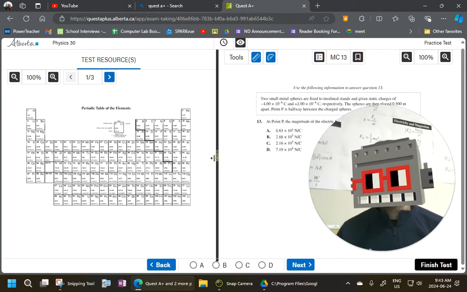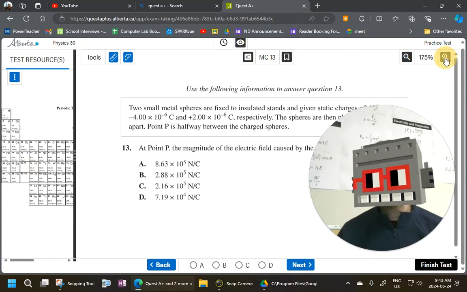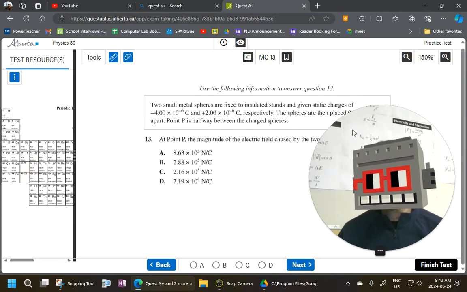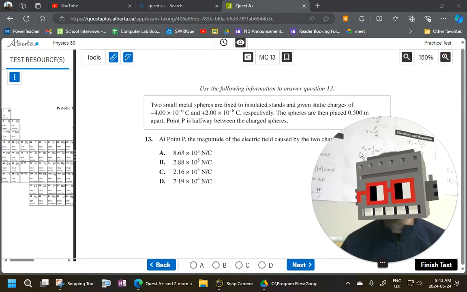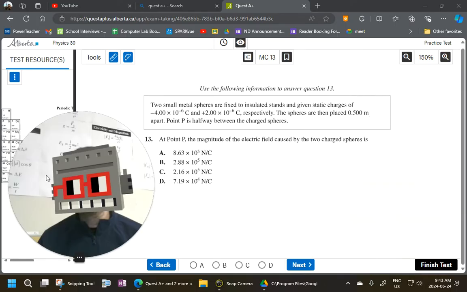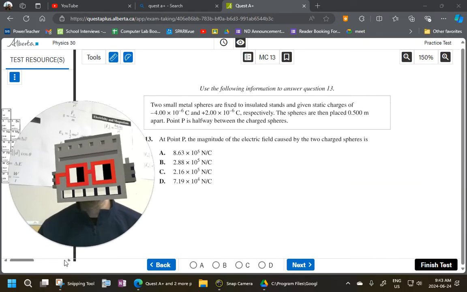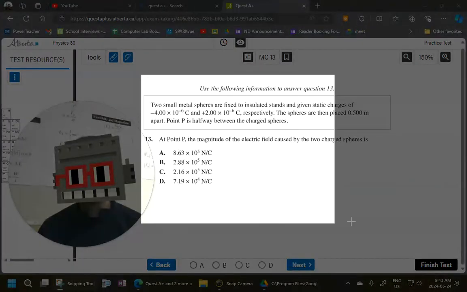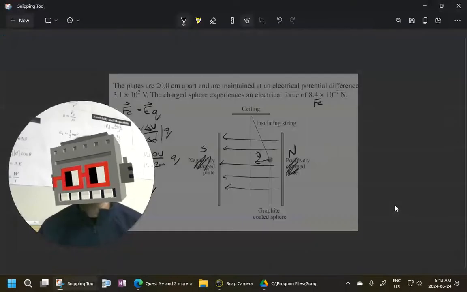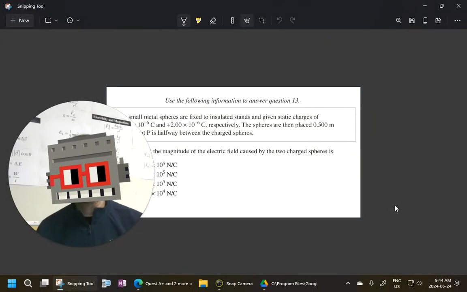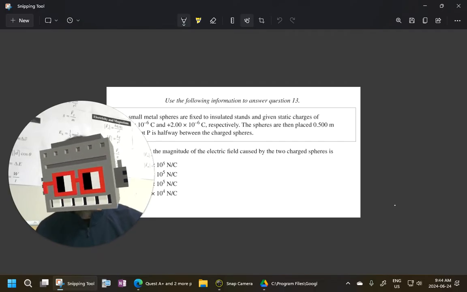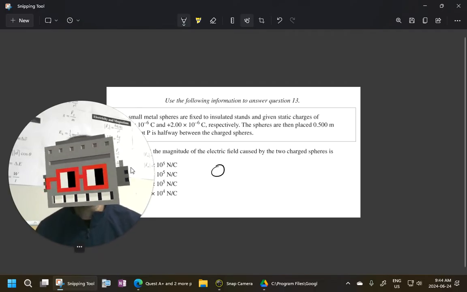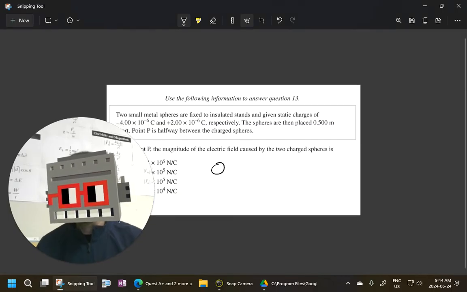All right. Two metal spheres are sitting on an insulated stand, giving a static charge, blah, blah, blah. What's the electric field at point P halfway between them? Okay, so we're going to have to draw a little picture here and do a little math. So the key is that it's halfway, right? So since it's halfway, here's one charged particle. Let me move my face out of the way.